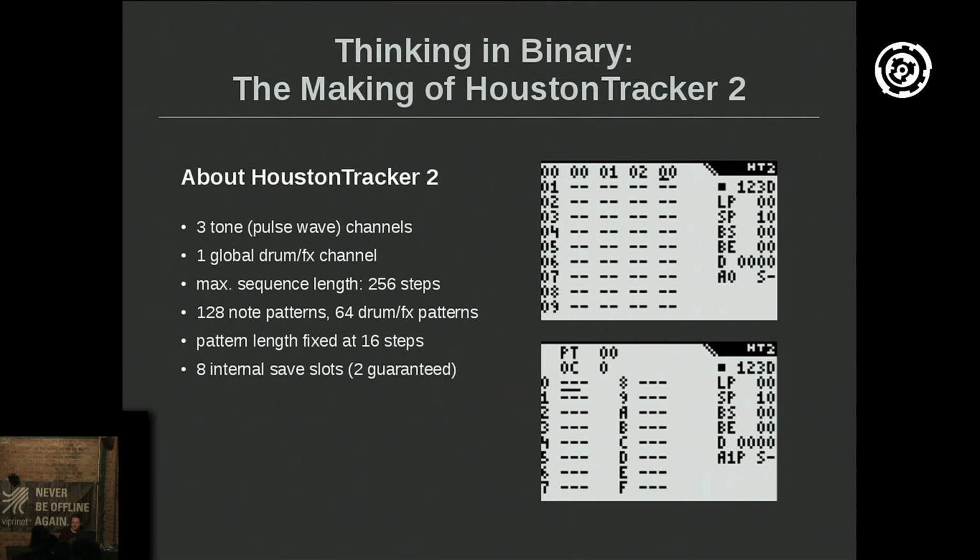Here, for example, is the note screen. As you can see, it has a fixed pattern length, and you can shorten patterns with a command, but generally speaking, you have this fixed 16 steps. And the tracker actually has 8 internal backup slots, so save slots, of which 2 are always guaranteed to be available. And the rest depends on how large your songs are, whether they are available or not.